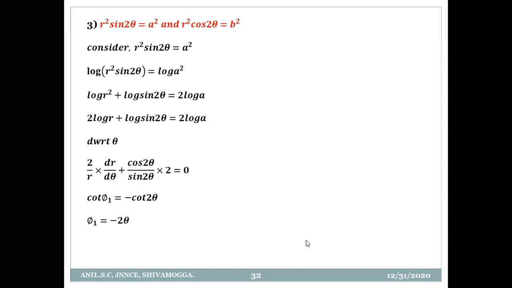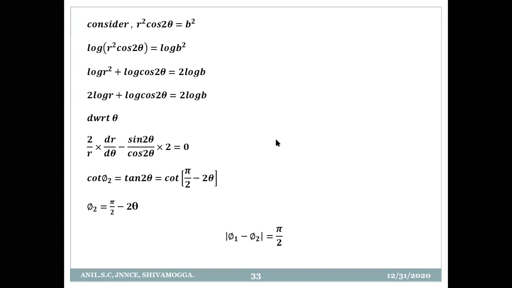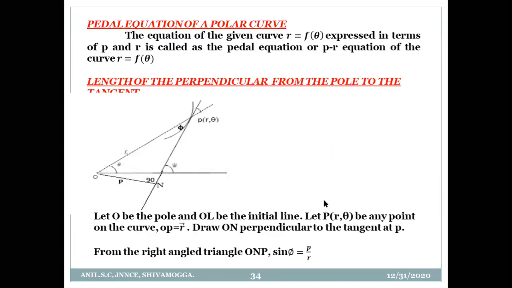Yes, Phi 1 is minus 2 theta and phi 2 is pi by 2 minus 2 theta. And difference is pi by 2. Next.